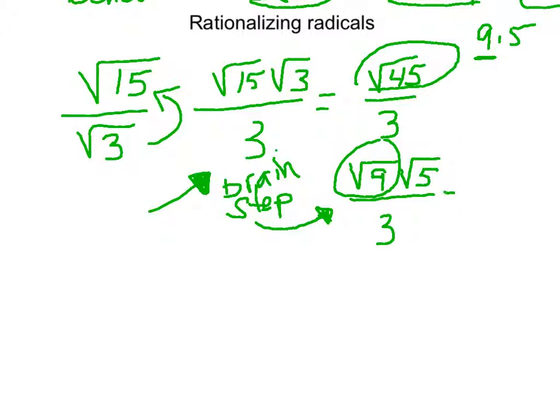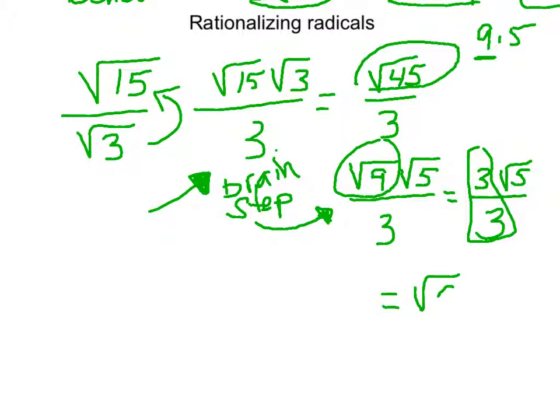Square root of 9 is simply 3. So we take out the square root of 9 and put in a 3. And now, once again we feel like we're almost done, but this is just screaming at you, isn't it? 3 over 3, that can reduce. So our final answer for that whole thing is the square root of 5.